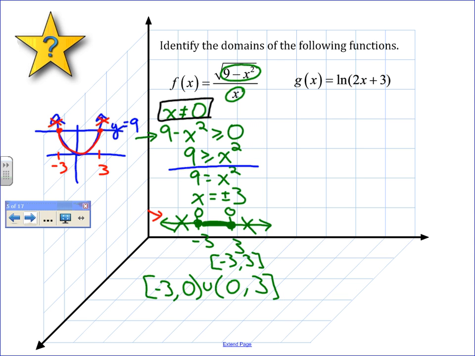And then my third thing for domains was taking the log of a number. We said, well, if we take a log of a number, we can't take the log of 0, we can't take the log of a negative number. That makes sense because we know that ln of x looks like this. We can see we can't plug in 0 because we have a vertical asymptote at 0, and we can't plug in anything negative because there's nothing there. So whatever I'm taking the ln of, I say that must be greater than 0, and then I just solve for x.